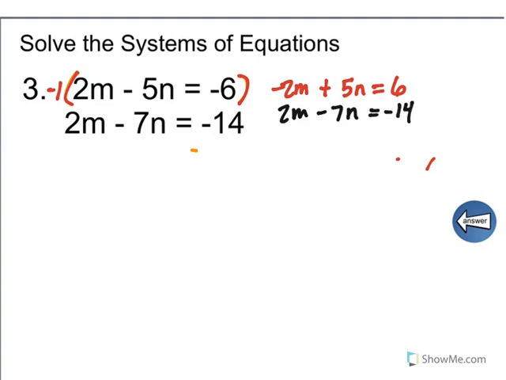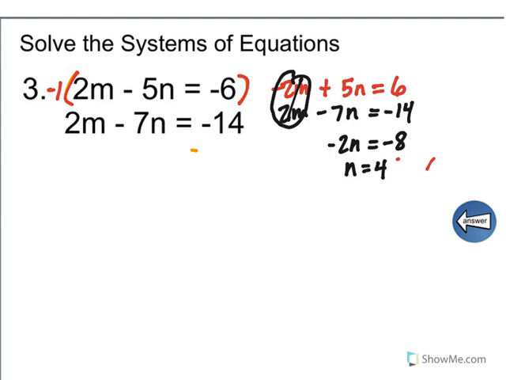And then I combine. The m's cancel out. Positive 5 minus 7n, that's negative 2n. 6 minus 14 is negative 8. So n would have to be positive 4.